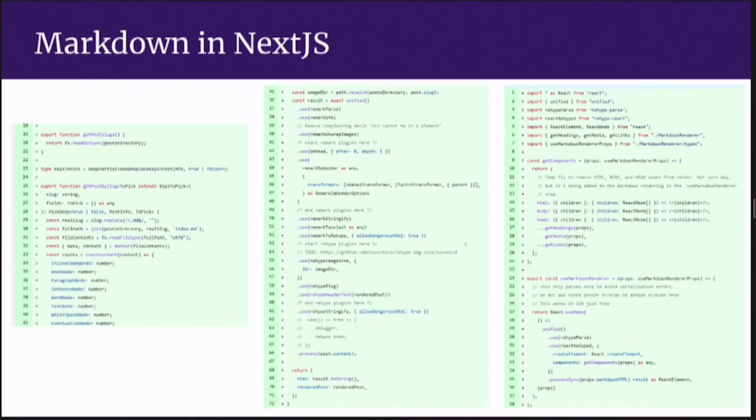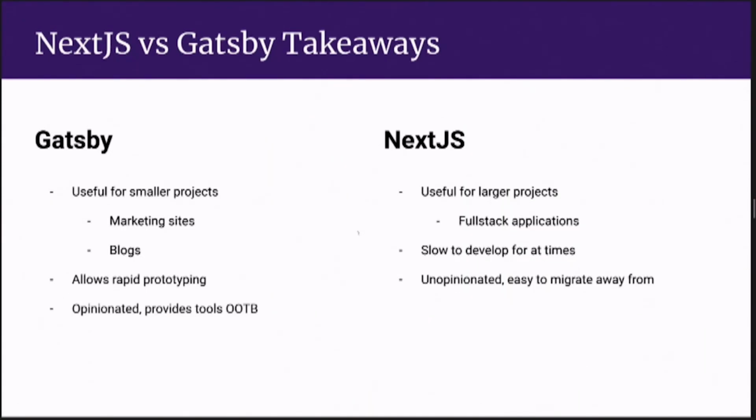You have to handle things yourself, right? So Next.js is great for huge projects, especially those that are a full stack application when you need to scale and you need to scale big. But unfortunately, Next.js is also somewhat slow to build for at times, but it's also unopinionated and it's easy to migrate away from when needed. Gatsby, on the other hand, is more useful for marketing sites, blogs, super useful for those. It allows rapid prototyping, but it's fairly opinionated, which allows it to provide tools out of the box.